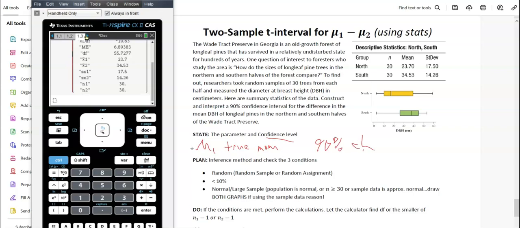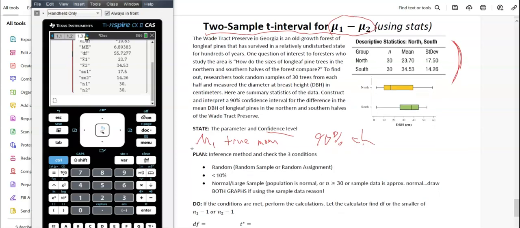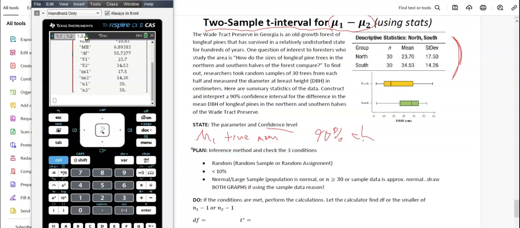So we got it. Inference method, this is a 2-sample t interval for, you can either say in words the difference in means or just say mu1 minus mu2. We're going to use stats. Those are the stats we needed. All the stats we need are really right there. So to do our test here, or interval.